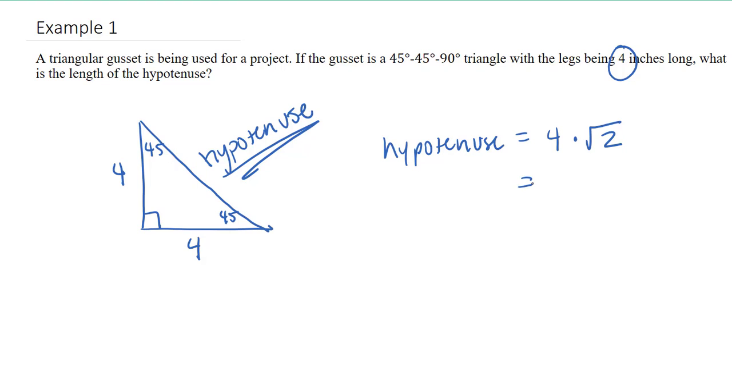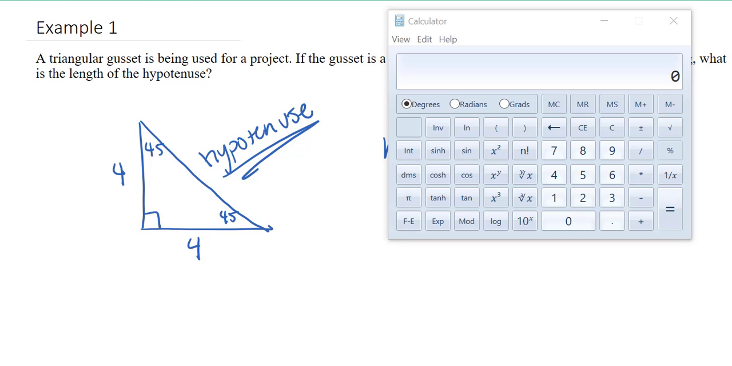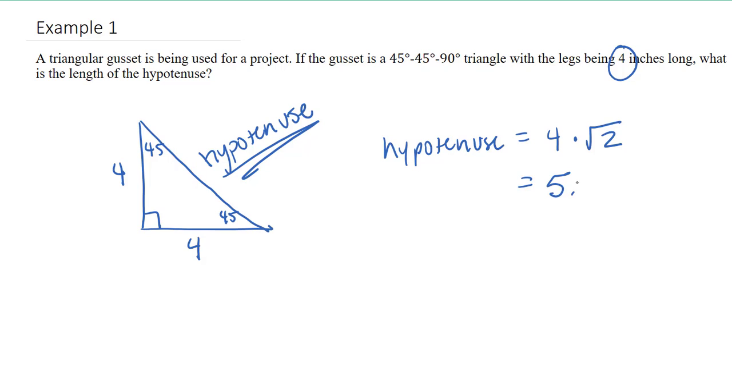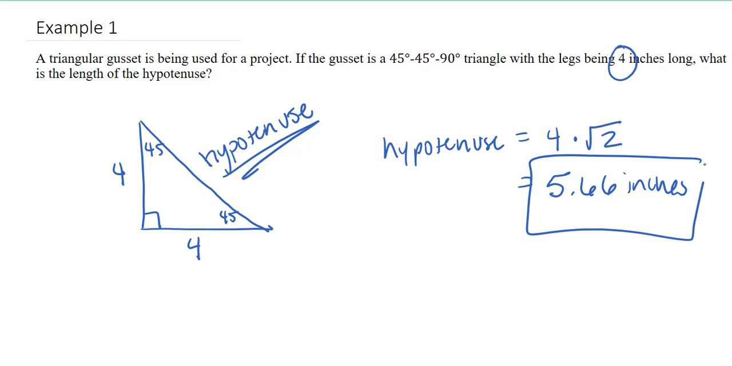So let's get our calculators out. 4 times the square root of 2. We're going to enter 2 and then take the square root of it. The square root of 2 is equal to 1.41 and continues on. Let's press equals. So that is equal to 5.65, which we can round to 5.66. And that's inches. So that's the length of the hypotenuse.